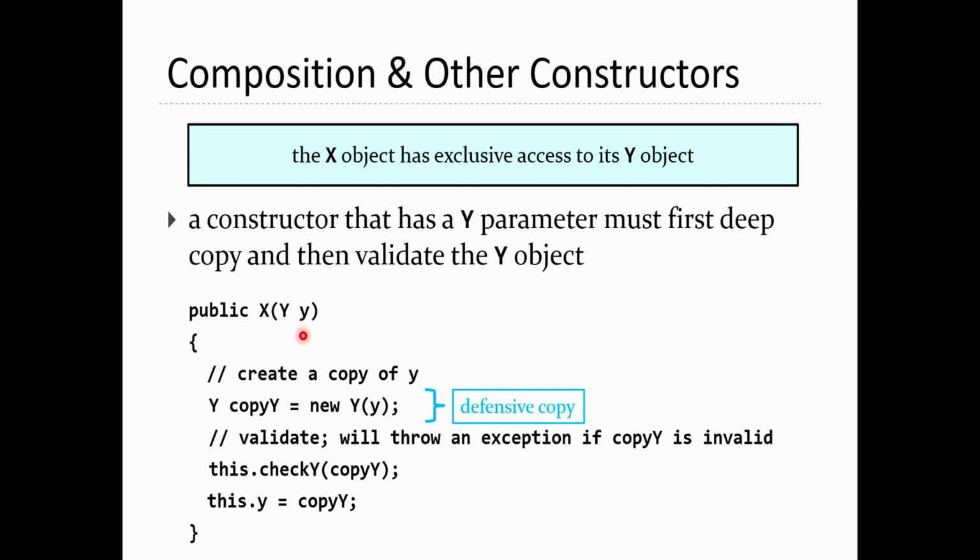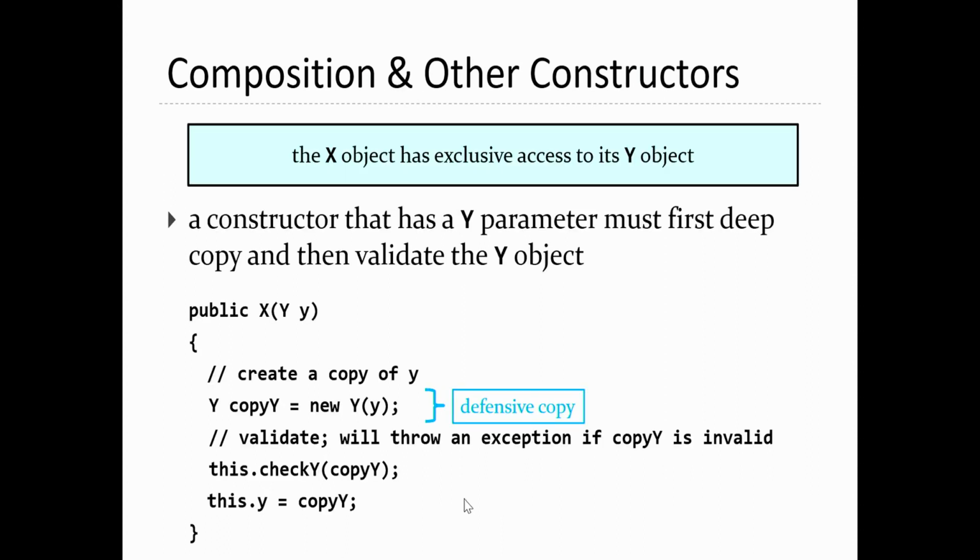If you have to validate or check the state of Y for some reason, then you validate the copy. You don't validate the incoming Y. There's a fairly long and convoluted explanation of why you validate the copy and not the incoming object, but you should validate the copy. Only once you're sure the copy is fine can you go ahead and set this dot Y to point to the copied object.